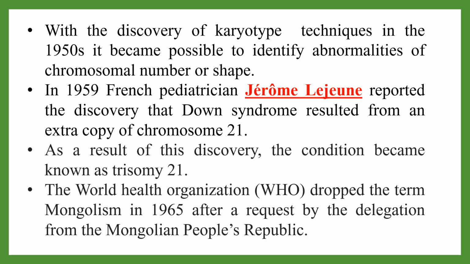In the 1950s, the karyotype technique was discovered and it became possible to identify abnormalities of chromosome number or shape. Therefore, in 1959, French pediatrician Jérôme Lejeune reported that Down syndrome results from an extra copy of chromosome 21. As a result of this discovery, this condition became known as trisomy 21. The World Health Organization dropped the term Mongolism in 1965 after a request by the delegation from the Mongolian People's Republic. Now this disease is known as Down syndrome or trisomy 21.